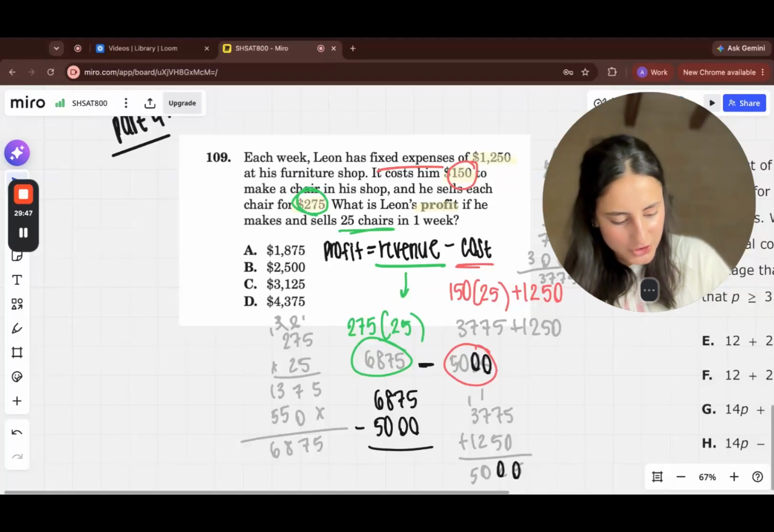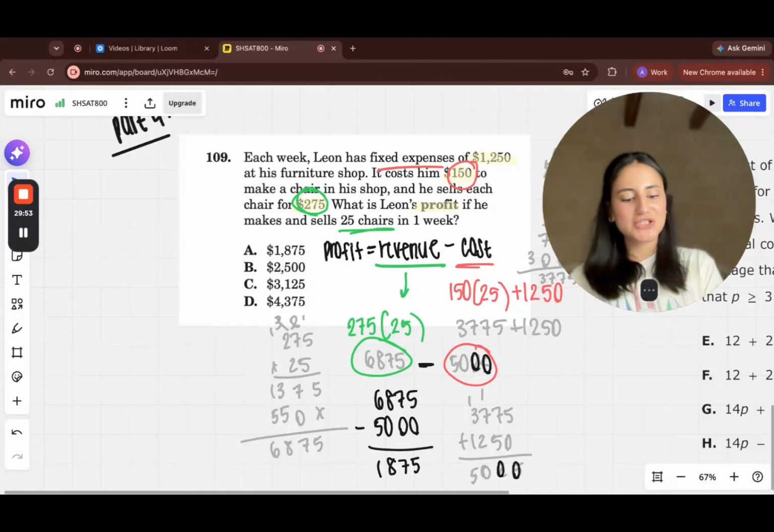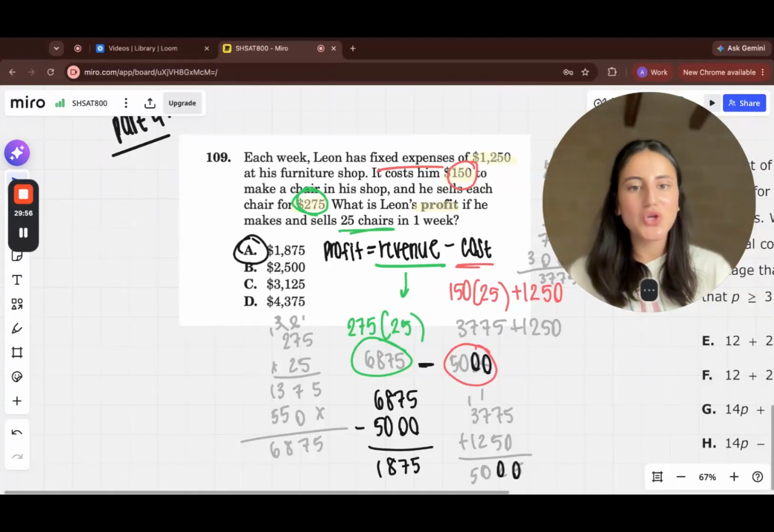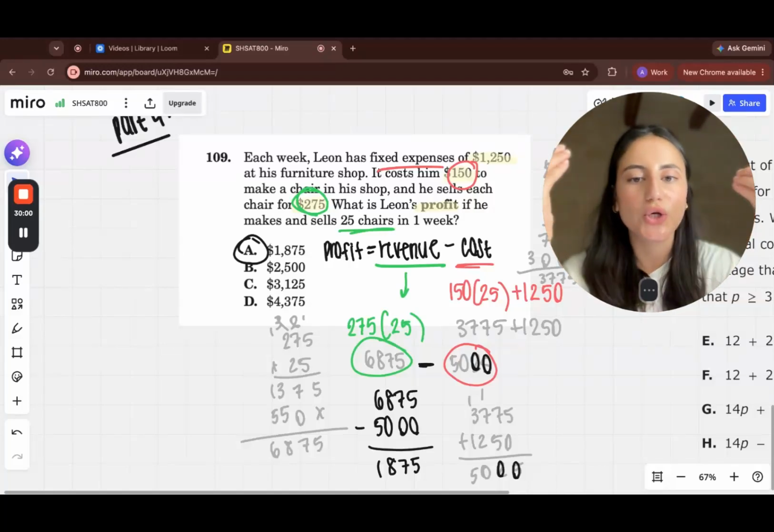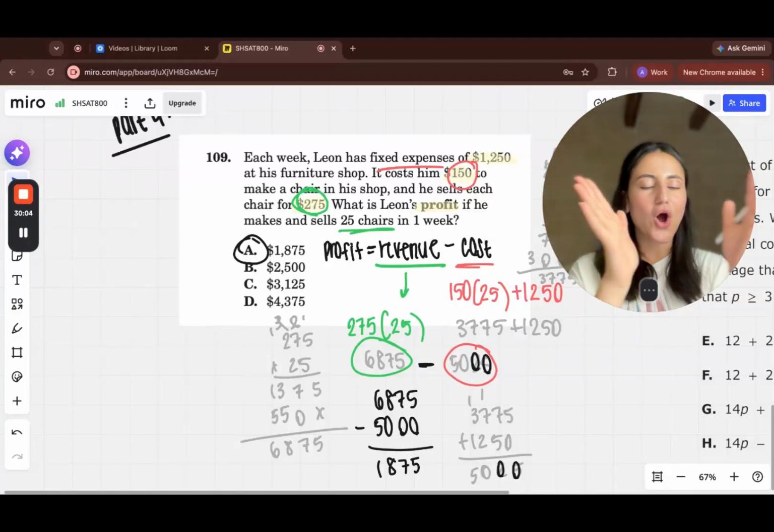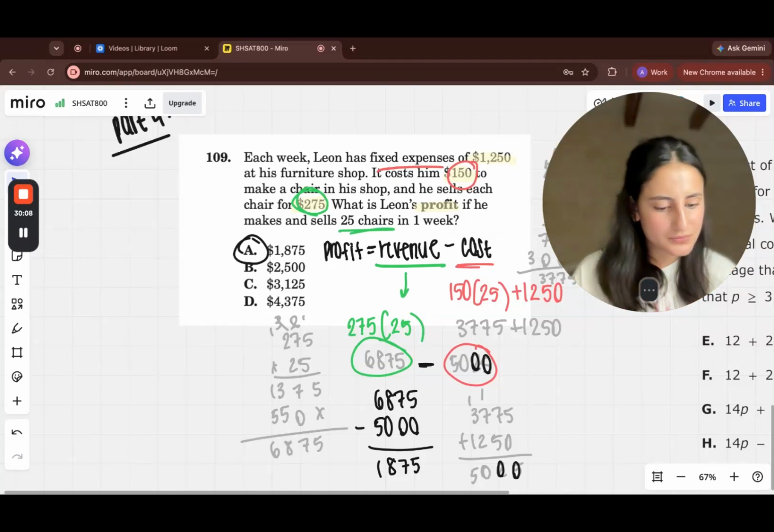And so when we subtract these from each other, it should now be 1,875, which brings us to answer choice A. So I just wanted to quickly review this question as one of our challenge questions because you have to understand what profit even means to solve this. Okay. On to the very last question, since I know you've been with me for about 30 minutes now.